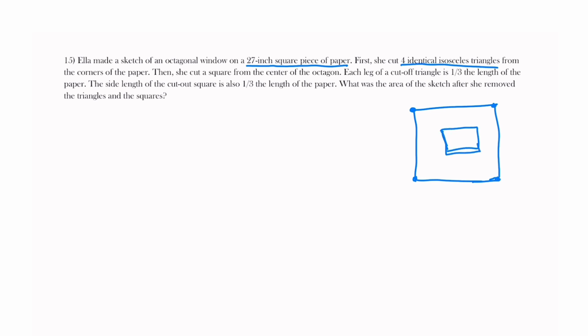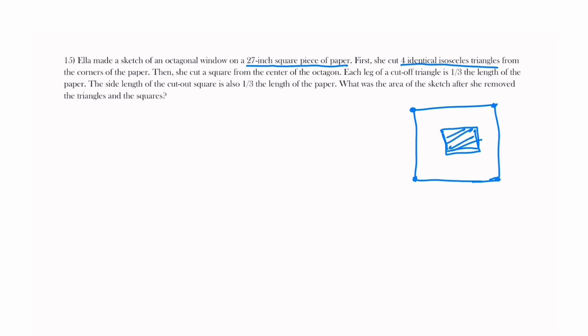Here we are on question 15. The word problems. Ella made a sketch of an octagonal window on a 27-inch square piece of paper. So the paper is a square piece, okay, which turns out to be octagonal. So let's see how that happens. First, she cut 4 identical isosceles triangles from the corners. So the corners here, she is cutting 4 isosceles triangle. They are identical, they are same. Then she cut a square from the center of the octagon. So she's making a square here from the center of the octagon that she is cutting off.